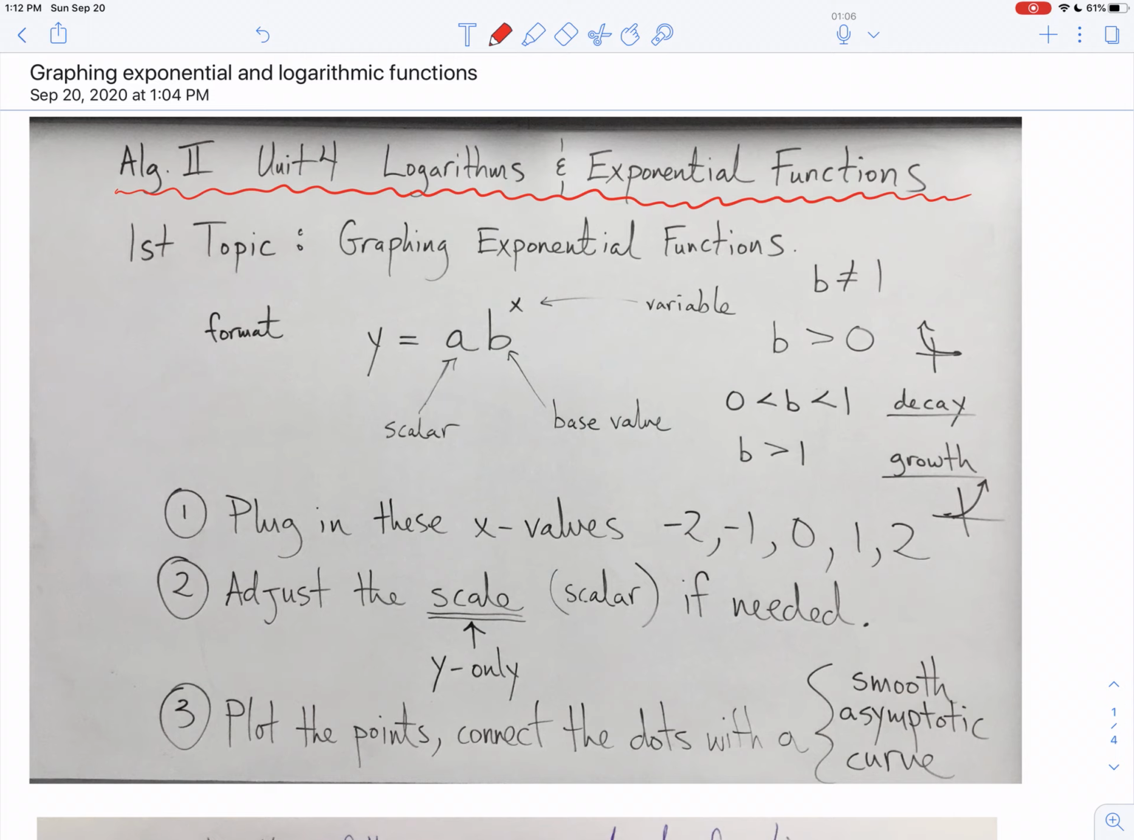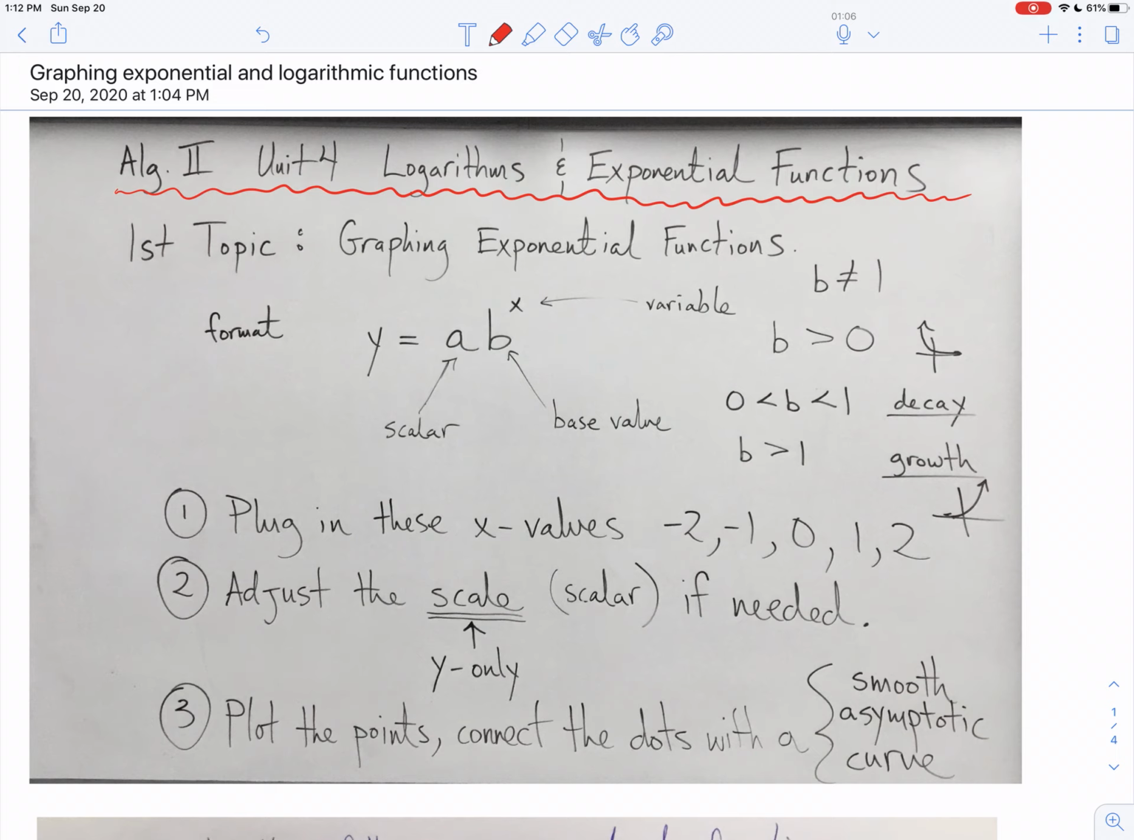Okay, guys, so the first video for Unit 4, I talked about graphing exponentials. Second one, I talked about graphing logarithms. So here we go. Here's my overview. And this will also contain the practice problems.